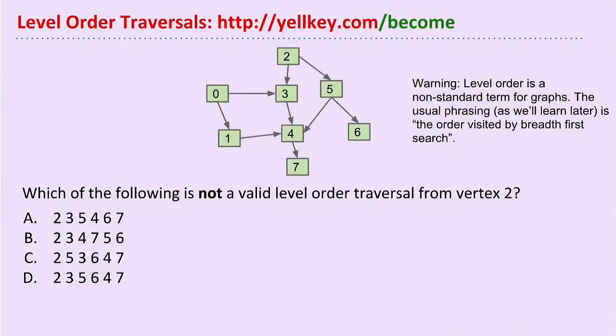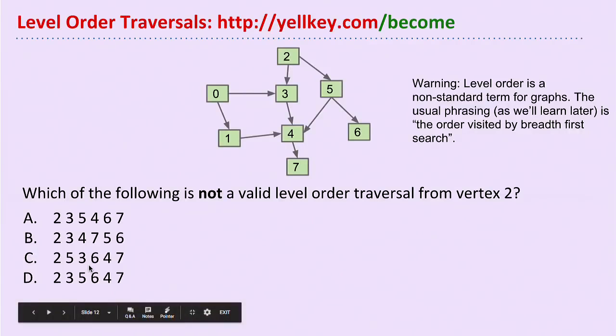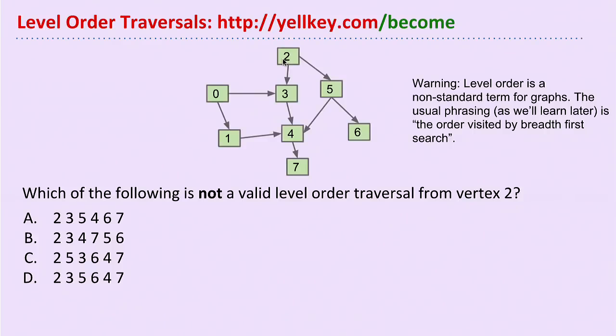So I'd like you, just using your intuition, even though you couldn't see the example, try and figure out which of the following is not a valid level order traversal from vertex 2. So as we spread out from 2, what's not a valid level order traversal?